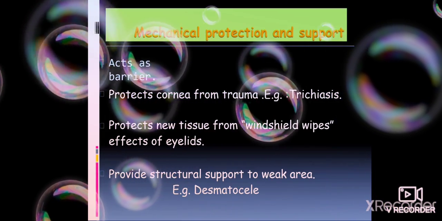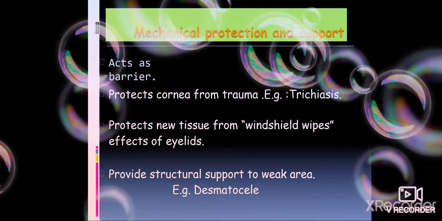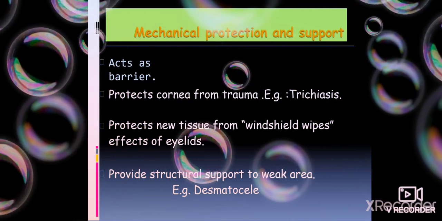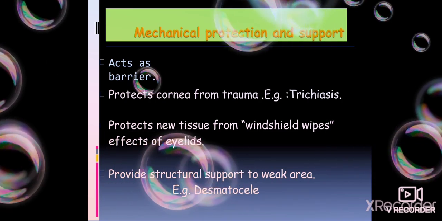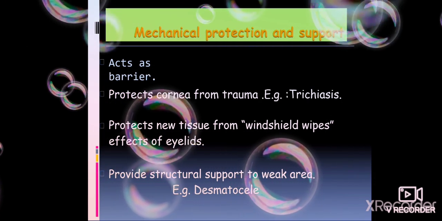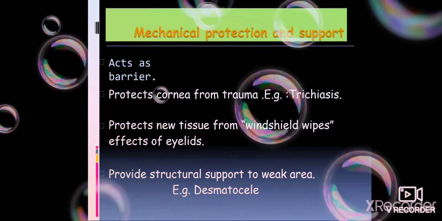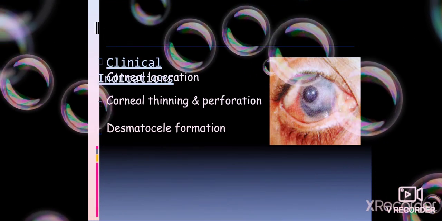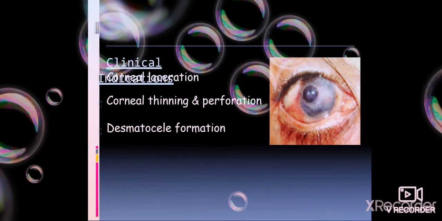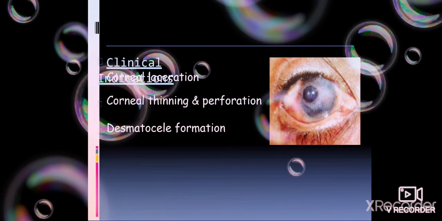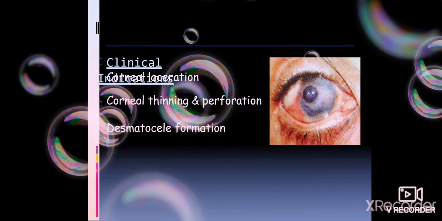Mechanical protection and support: it acts as a barrier and protects the cornea from trauma. For example, in trichiasis, it protects the new tissue from the windshield wiper effect of the eyelids. It also provides structural support to weak areas, for example in descemetocele. Clinically, corneal laceration, corneal perforation, thinning or descemetocele formation will be there.